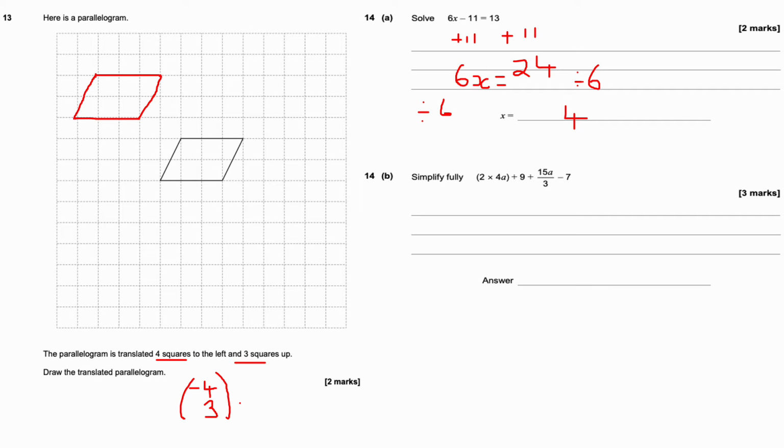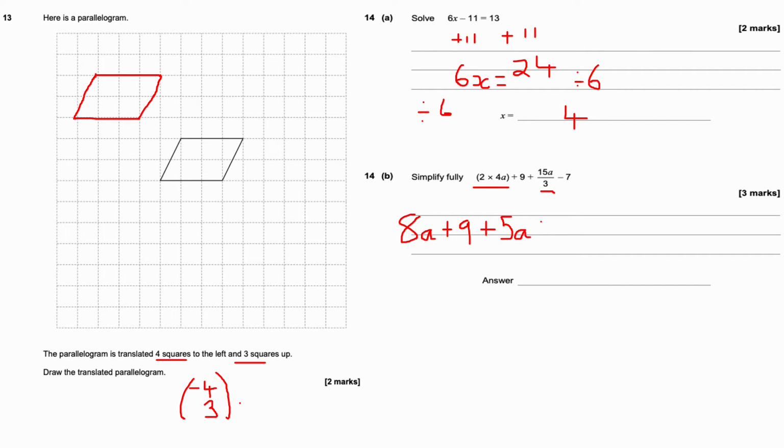This is question 14b. Simplify fully this expression. It looks pretty nasty, so let's break it down. Let's work out this bit and then this bit. 2 times 4a is 8a. Let's follow BIDMAS here, brackets first, plus 9, plus 15a divided by 3, which gives me 5a.